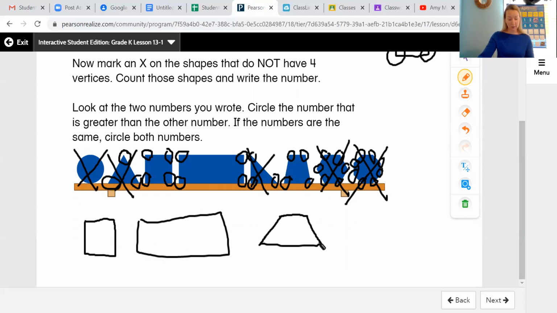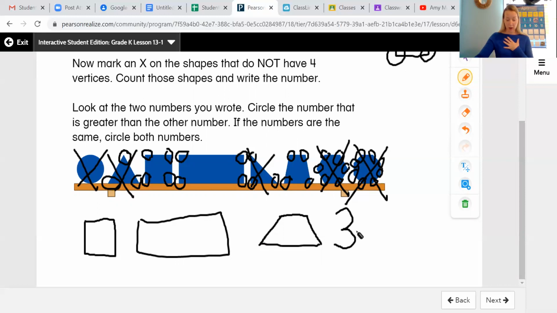So how many shapes did we draw? 1, 2, 3. Go ahead and write the number 3 right here next to your drawings. Now it tells us, it says write the number next to the door. So wherever you drew your shapes, go ahead and write your number of how many.